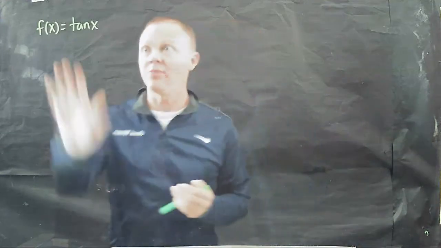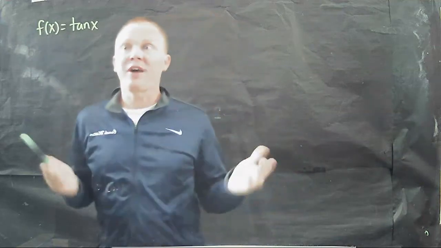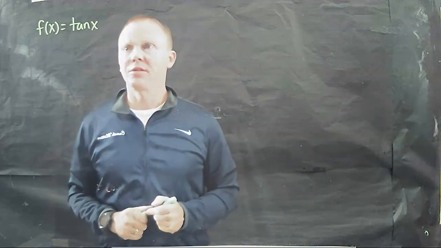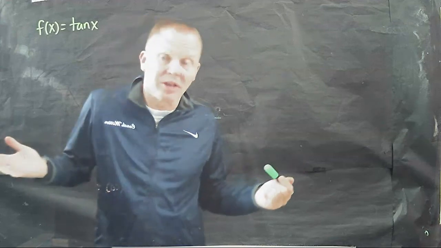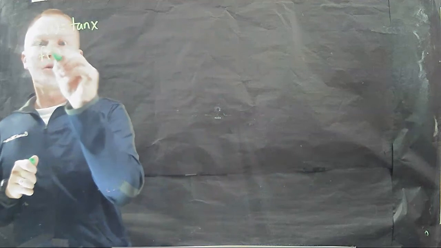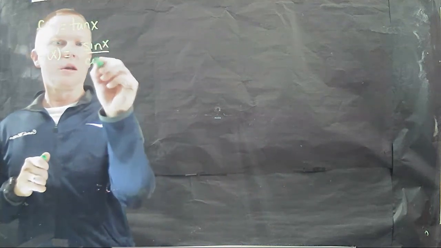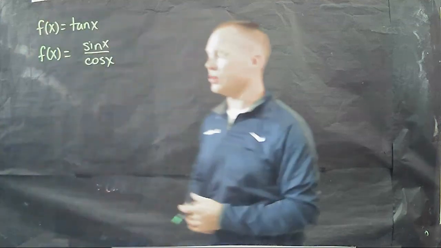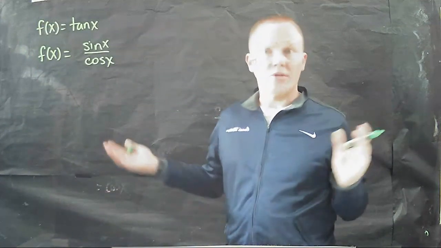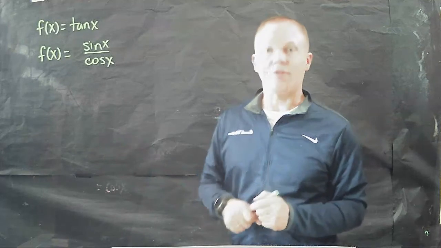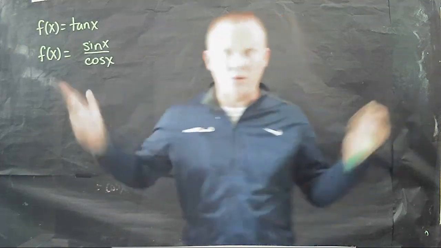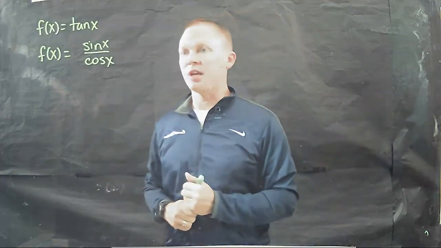Okay, so here we are. We got tangent of x here, and we're going to find the derivative of tangent of x. Now, tangent of x written like that doesn't really help us, but we can think of tangent as sine of x divided by cosine of x. Everybody knows that. If you've ever learned about tangent, that's one of the first things you learn after SOHCAHTOA, is that tangent is sine over cosine.